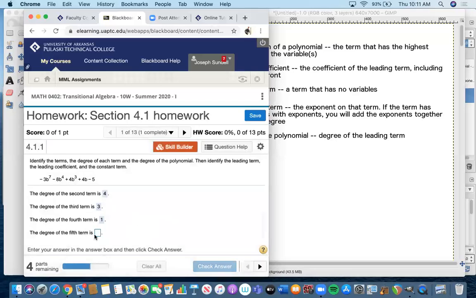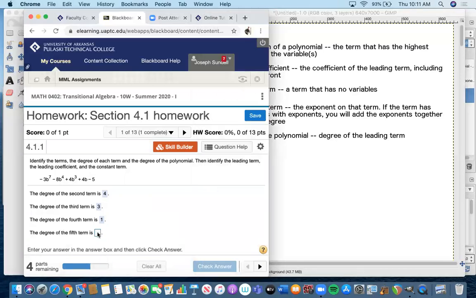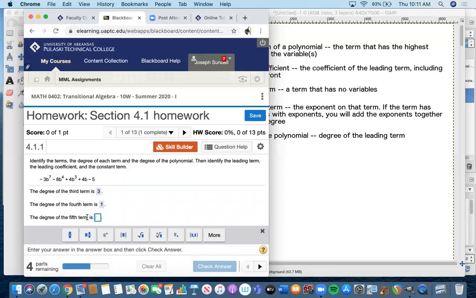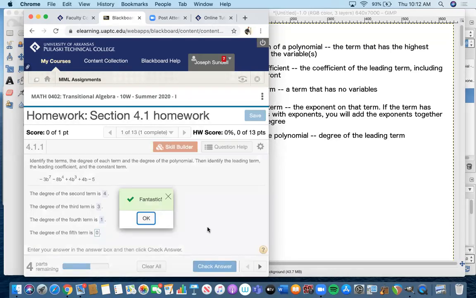Now the degree of the fifth term. If you don't have a variable, remember we call that a constant term. So if you have a constant term, the degree is going to be 0. We call that zero degree. That's just by definition, that's just what we say. So all I did really was list out the exponents.